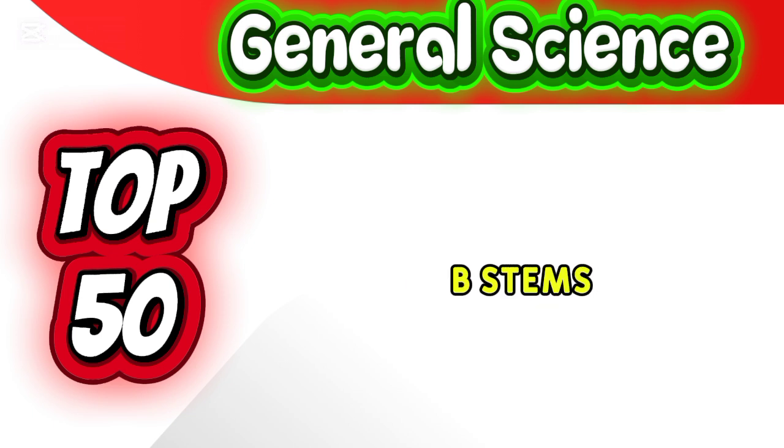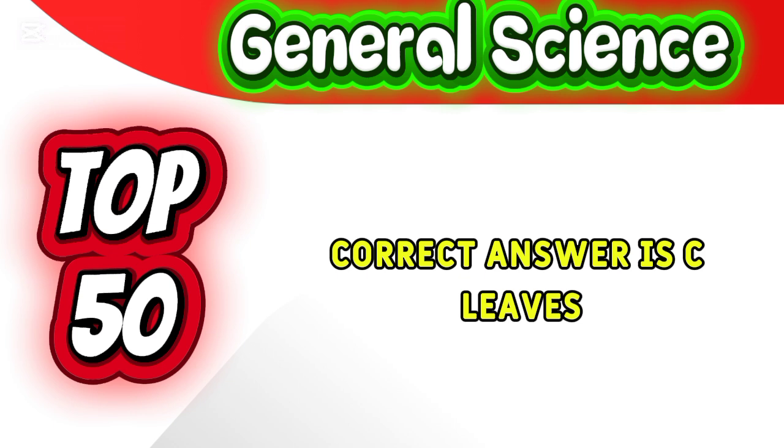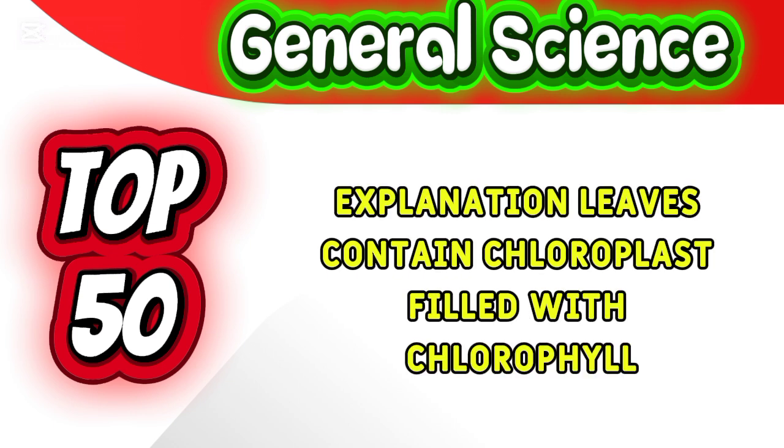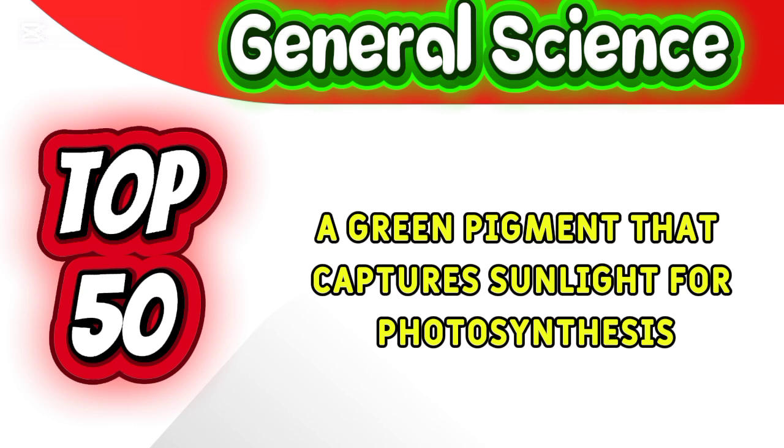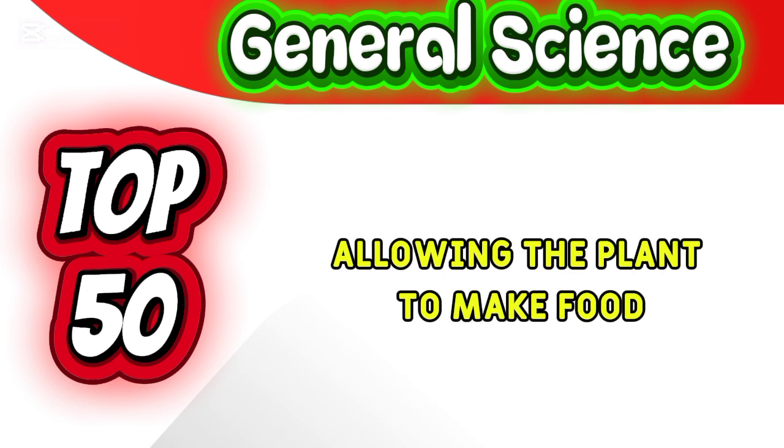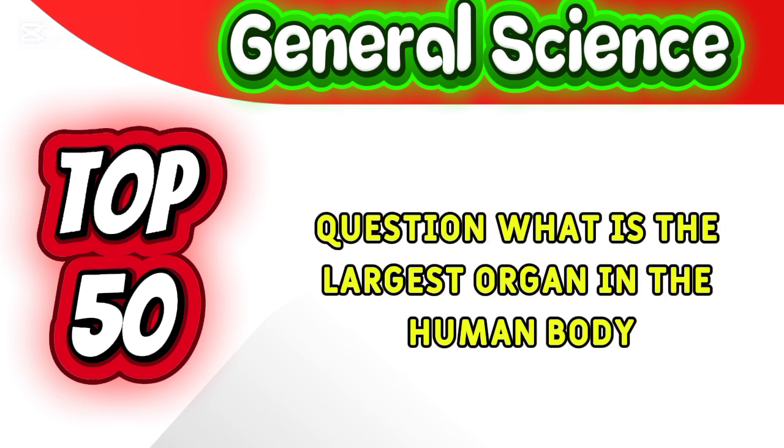20. Question: which part of a plant is mainly responsible for photosynthesis? Options: A, roots; B, stem; C, leaves; D, flowers. Correct answer is C, leaves. Explanation: leaves contain chloroplasts filled with chlorophyll, a green pigment that captures sunlight for photosynthesis, allowing the plant to make food.